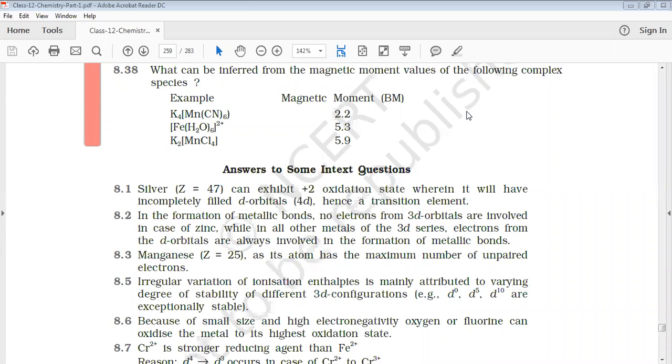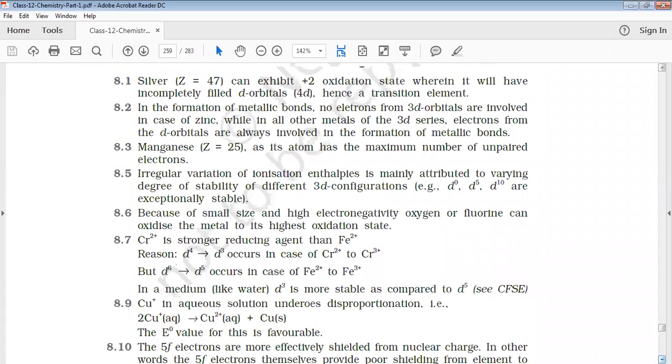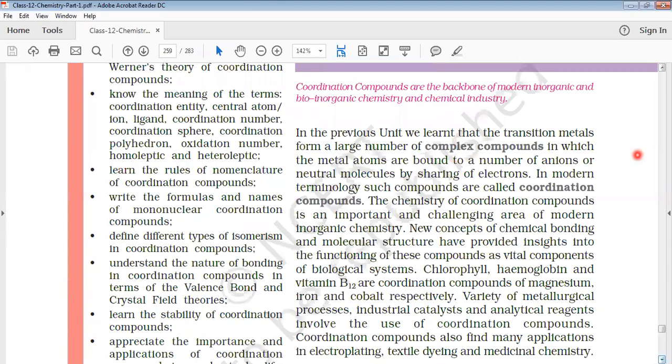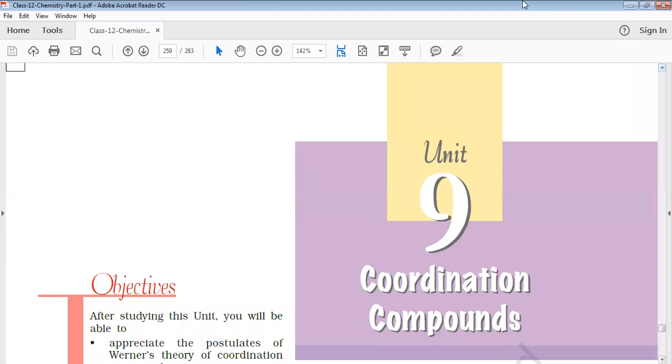So any doubts in D and F block elements? I think we are finished with D block. I think we have finished, let me check once. Then you have the coordination compounds.